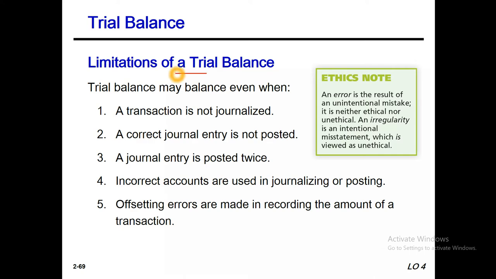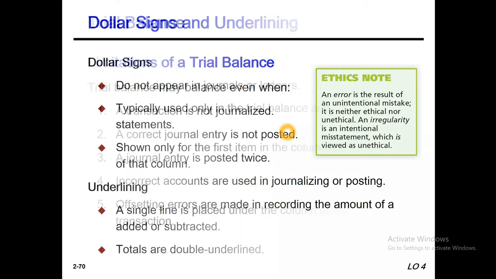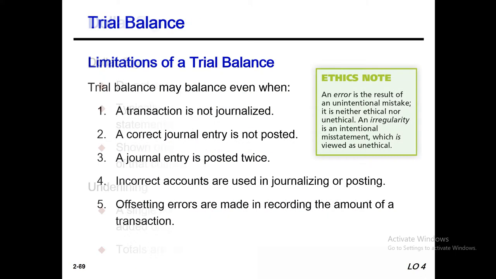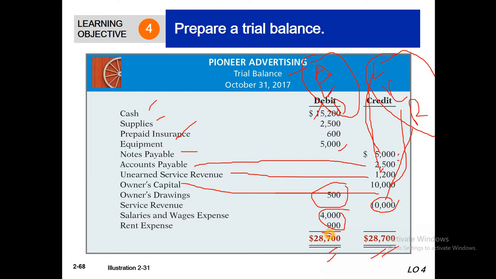Okay, now limitations of the trial balance. First limitation, a transaction is not journalized. The trial balance may balance even when a transaction is not journalized, or a correct journal entry is not posted, a journal entry is posted twice, incorrect accounts are used, or offsetting errors are made. Okay, and dollar signs do not appear in journals or ledgers, typically used only in the trial balance, or shown only for the first item. Or underlining: a single line is placed under the column of figures to be added or subtracted, and totals get a double underline. That means this is the total, double underlined, and underline means this single line.